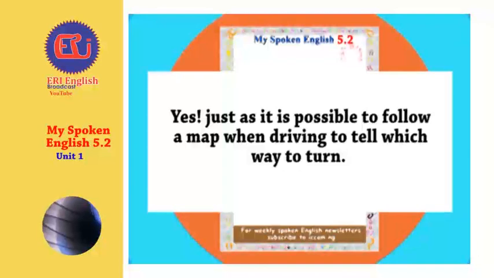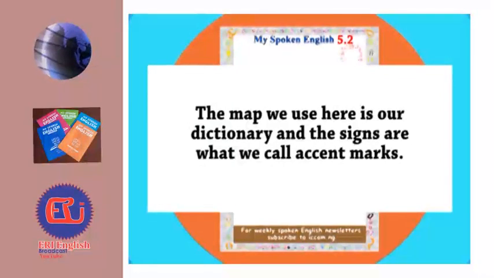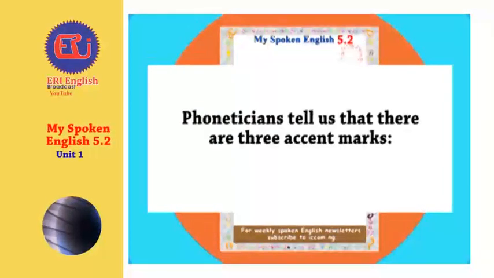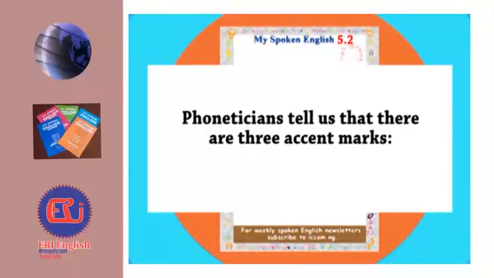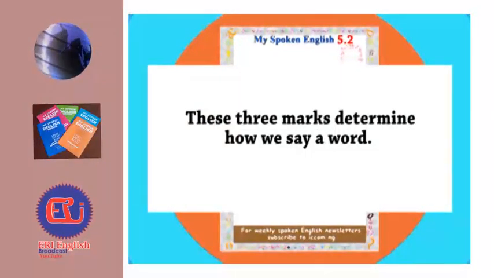Yes, just as it is possible to follow a map when driving to tell which way to turn. The map we use here is our dictionary, and the signs are what we call accent marks. Phoneticians tell us that there are 3 accent marks: the high set accent mark, the low set accent mark, and the zero accent mark. These 3 marks determine how we say a word.